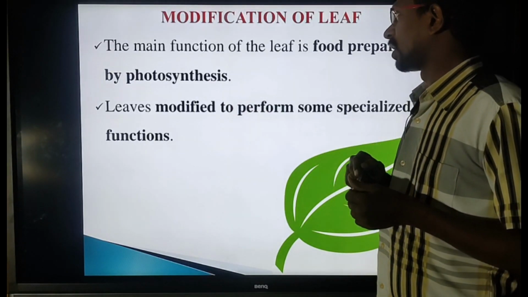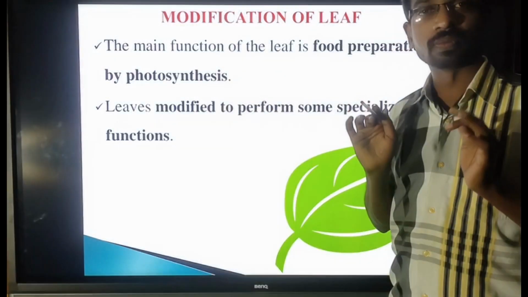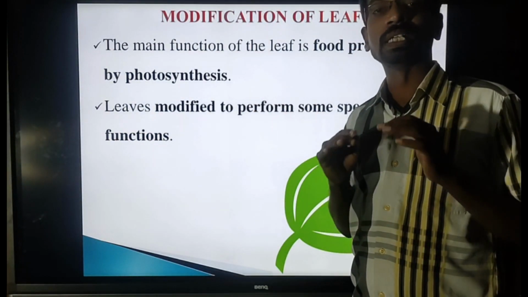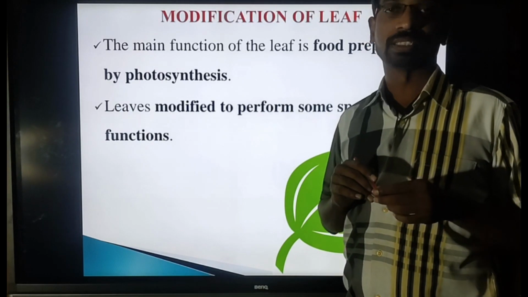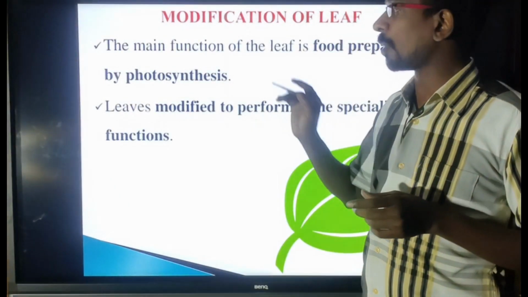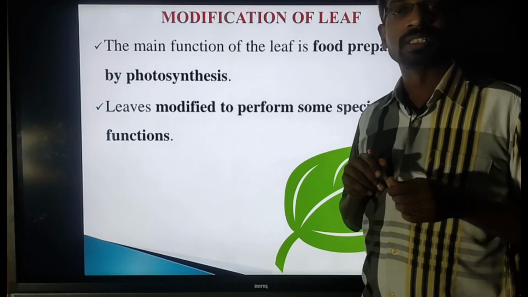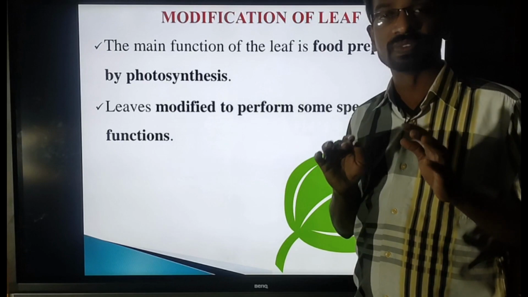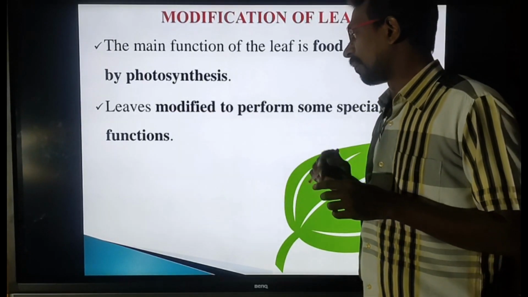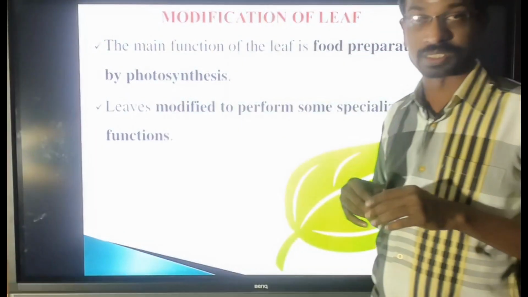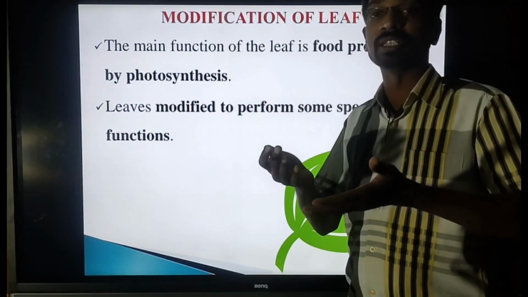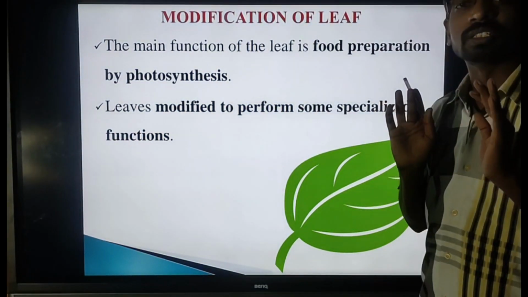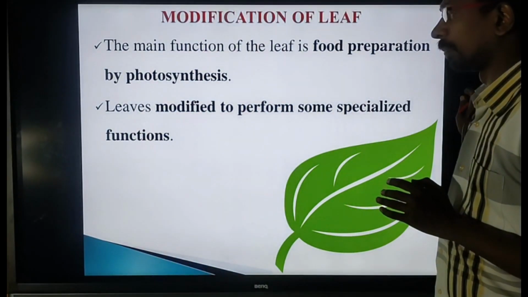The main function of the leaf is preparation of food material by photosynthesis. Not only that, it also helps with transpiration and the exchange of gases. Apart from this primary function, the leaves in some plants are modified to perform specialized functions. The leaf itself will be modified for doing a specific function in some groups of plants.